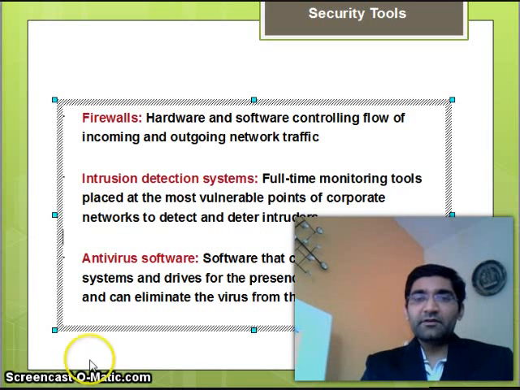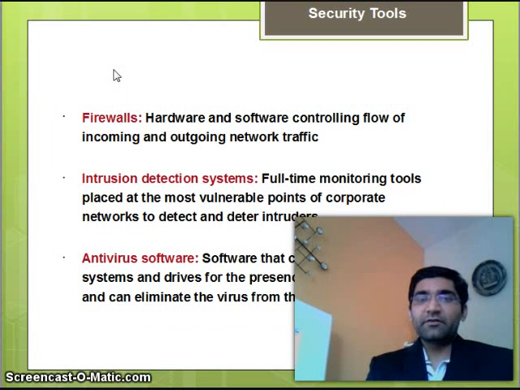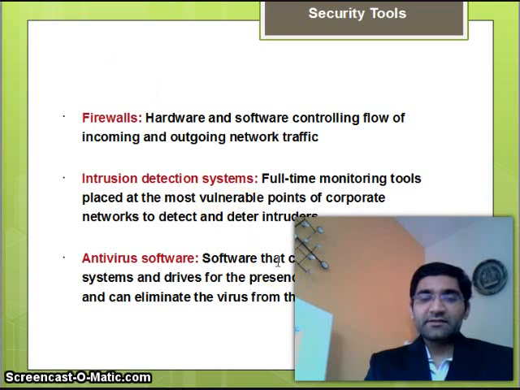Next thing we want to have is a firewall, and this is a hardware and a software which can control any unauthenticated user or any malicious network information which comes in, and it will be stopped at the hardware level itself. And then we have an intrusion detection system. It's a full-time monitoring tool which can be placed at the most vulnerable point of the company network, where it can stop anybody from getting into our network, and also make sure that we have antivirus softwares running and catching all the latest viruses which are being sent by any vulnerabilities.